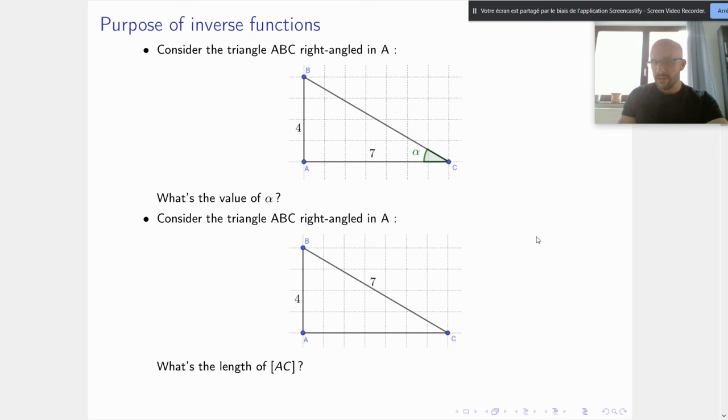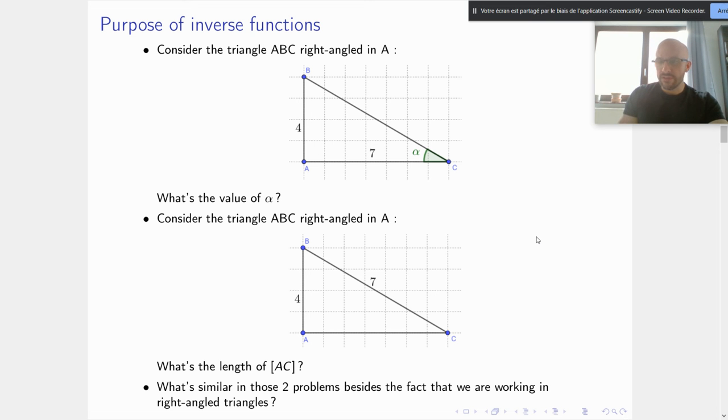After that, I want you to look for the similarity between those two problems, besides the fact that the triangles are right angled. So if you need some time, pause the video, try to find the solutions, and after that, try to find the similarity. The similarity is pretty unconscious actually, because you're doing it without knowing that there are inverse functions.